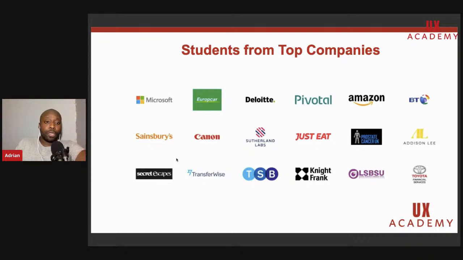Our students come from top companies at UX Academy. We have people who either come from these top companies, as you can see, the names on the screen: Microsoft, Amazon, BT, Just Eat, Secret Escapes, Sainsbury's, Canon, the list goes on and on. I'm sure you recognize all of those wonderful names. Students actually come from top companies such as this, or they go on to work for top companies such as the ones that you can see on the screen.